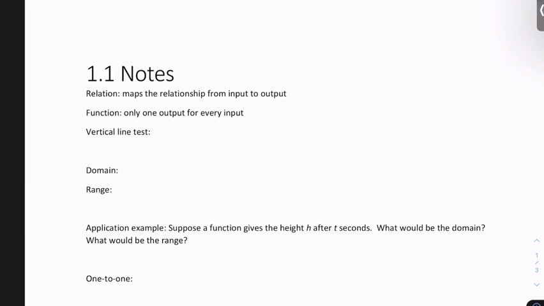A function is only a function if there's one output for every input. So I like to give the example of a vending machine. For every button that you push, there's just one item that is going to come out. There's one item for every button that you could push. So the vertical line test will test to see if a relation is a function, because it'll test if there's just one output for every input. So I'll give you an example.